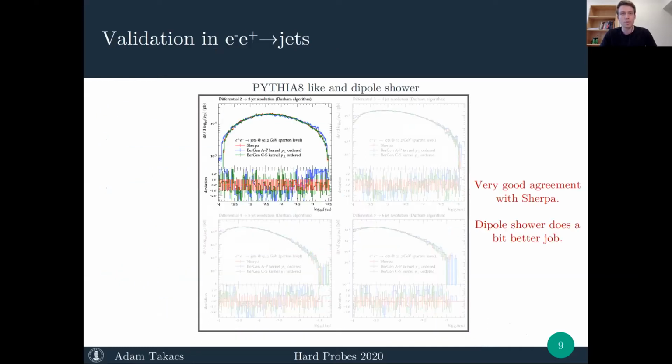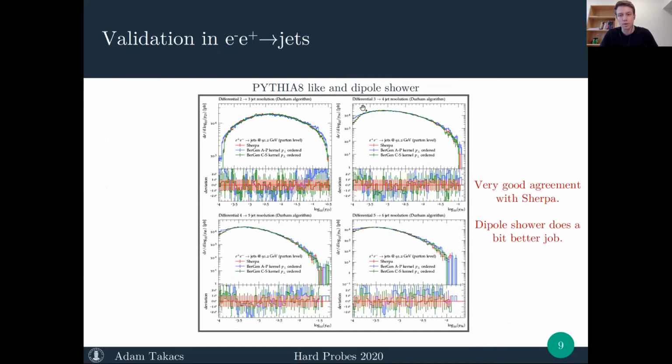So here come some validation plots where we compared the PYTHIA 8-like shower in blue and the dipole shower in green to the Sherpa results. It is not important what is on the axis, it is the differential jet resolution. The thing I would like to show here is that we have a good agreement with the Sherpa results, also for more detailed jet resolutions. And usually the dipole shower does a better job, of course, because it is a more precise description.